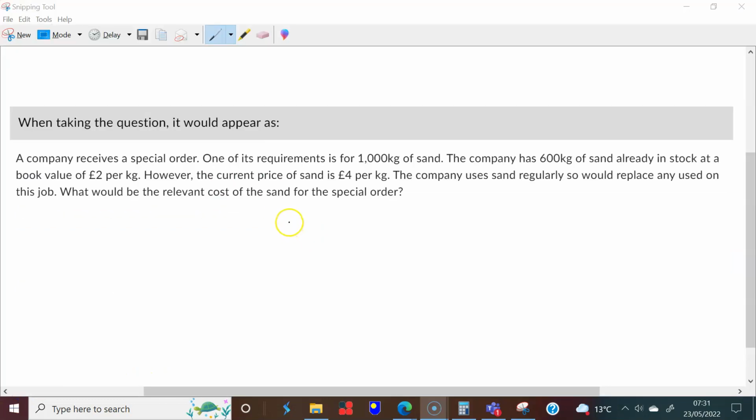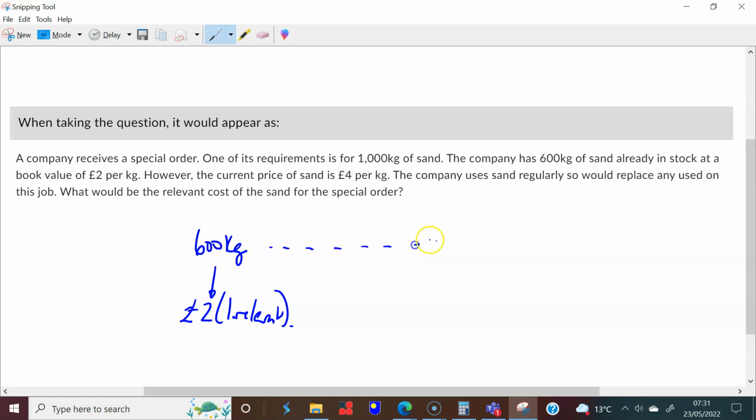Right, and in this final question in quiz 7, it says the company receives a special order. They need 1,000 kilograms of sand. The company currently has 600 kilograms of sand in stock at a book value of £2. So that book value of £2 is totally irrelevant because in terms of making a decision, it's an old cost, it's a sunk cost. It has nothing to do with decision making, has everything to do with reporting, but not decision making.